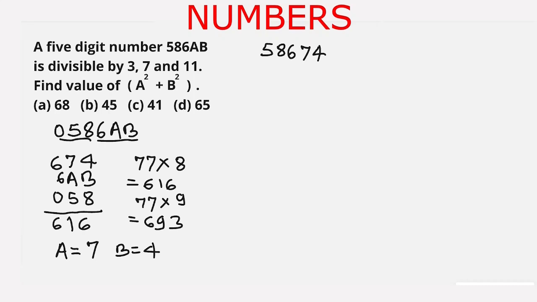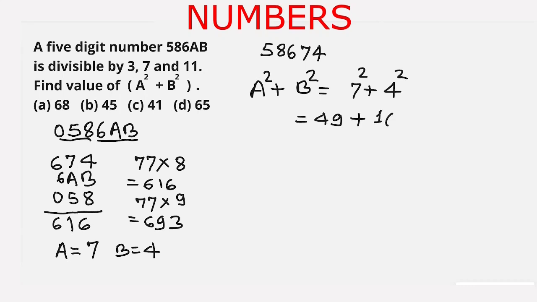Now, as we have got the value of A and B, we can easily find the value of A square plus B square. So A is 7, so we take 7 square, and B is 4, so we take 4 square, and 7 square is 49, and 4 square is 16. So 49 plus 16 is equal to 65.